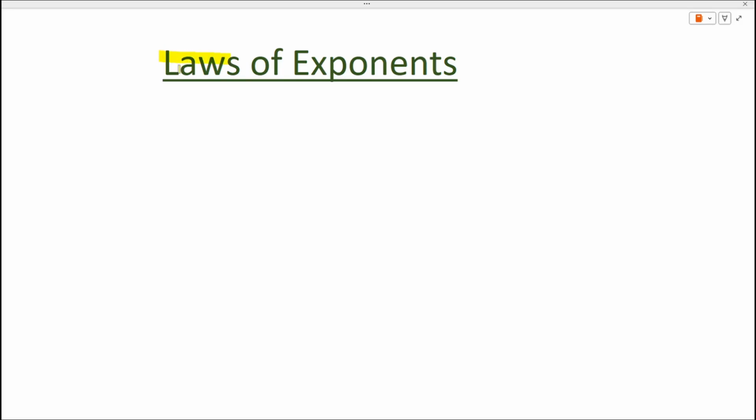Hello, today we'll understand the laws of exponents and then apply them to solve the exponential problems. The first law of exponents is called the product rule. According to this rule, when bases are the same in multiplication, the exponents are added, which means x raised to the exponent a multiplied by x raised to the exponent b is going to be equal to x raised to the power of a plus b.